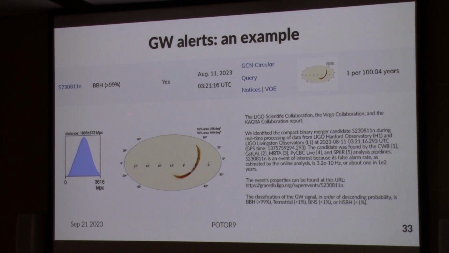So this is a typical alert. You see this event that was observed on August 11. There is, of course, LIGO here. Adam explained that very nicely yesterday. This localization in the sky of the source, the typical distance. There is a message that explains what we've seen, and so on.